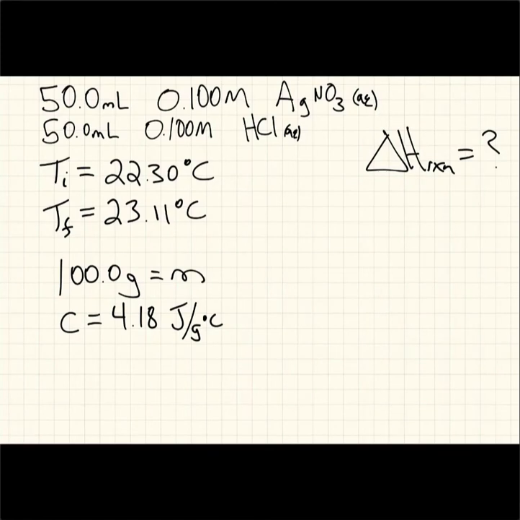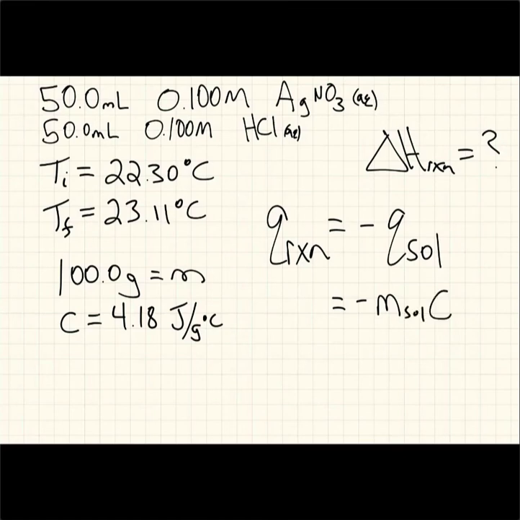As we know, the heat change of the reaction is going to be exactly the opposite of the heat change of the solution. That's just the first law of thermodynamics. And so what is the heat change of the solution? Well, the heat change of the solution is just the mass of the solution times the heat capacity of the solution times the change in temperature. So m c delta T. We've seen this many times so far.